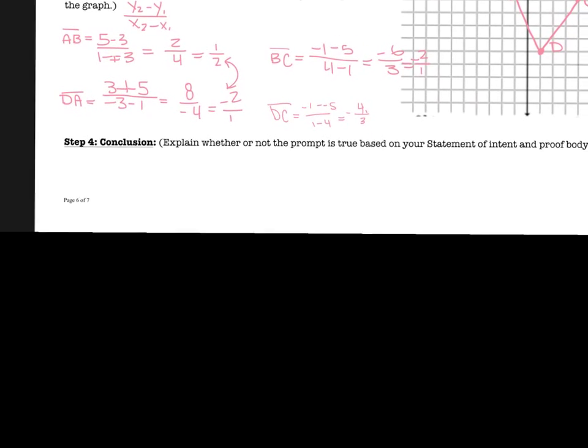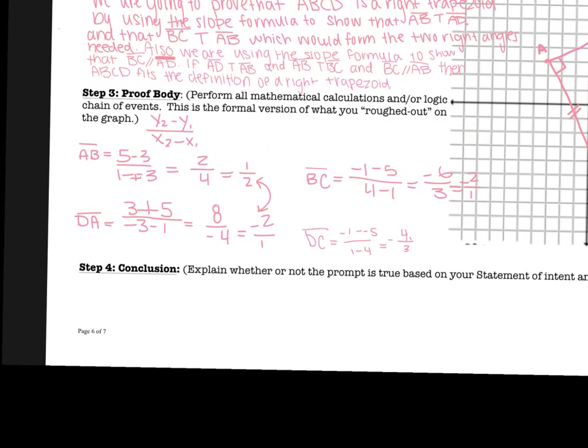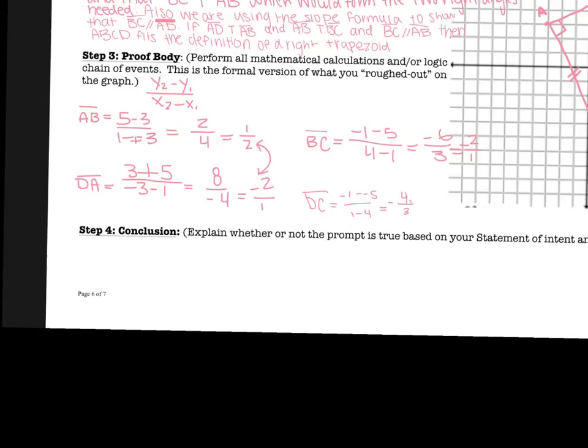So you're going to explain whether or not the prompt is true based on your statement of intent and the proof body. So we can go ahead and think a little bit about if what we did worked, if this matched up, and which we saw in this section, step 3, we did see that it ended up working. So we can go ahead and just explain that it did work, and that what we guessed in the beginning is true. So then on the bottom, I decided to write, because line DA or AD is perpendicular to AB and BC is perpendicular to AB, they form 2 right angles. Also, because line BC and AD's slopes are the same, they are parallel, which is our first intention that we started with in the beginning.